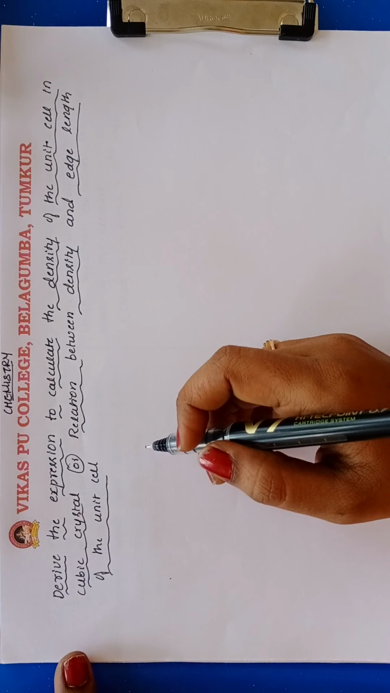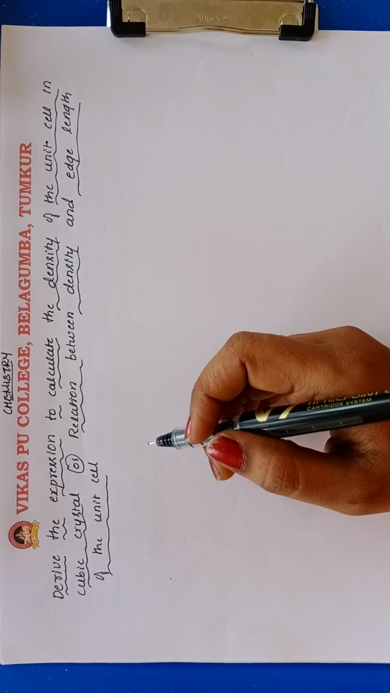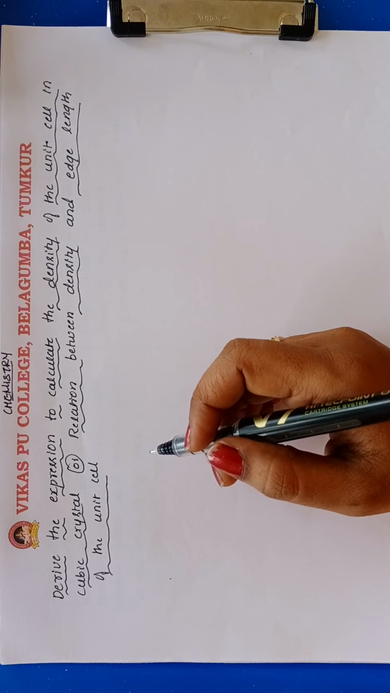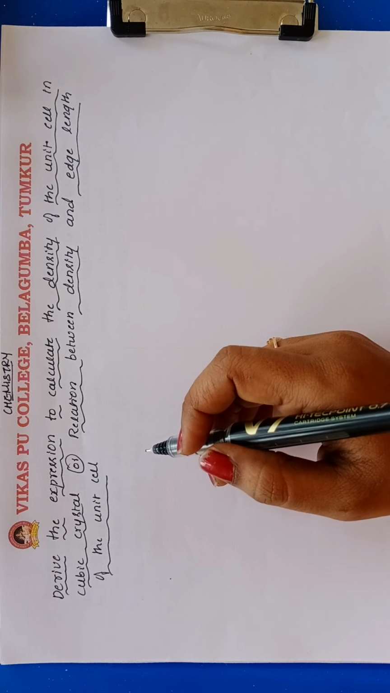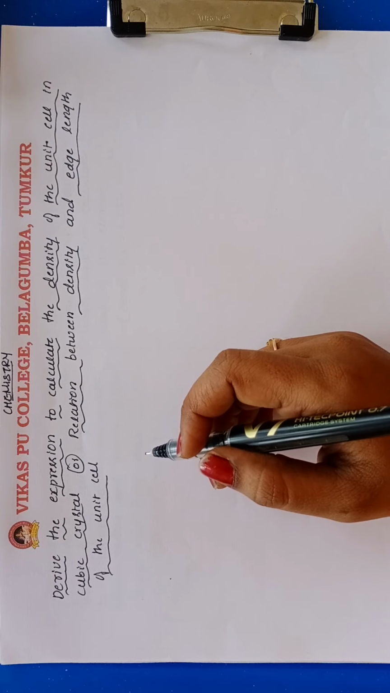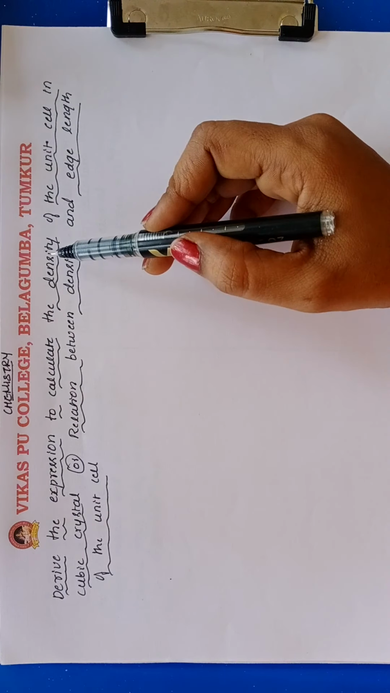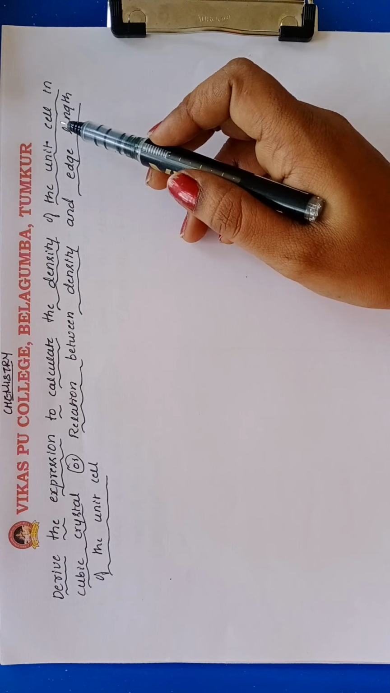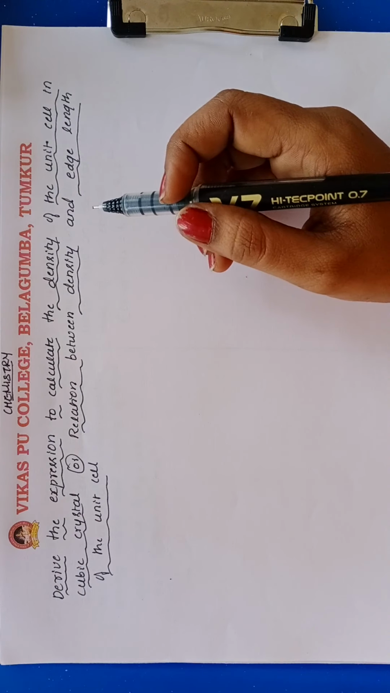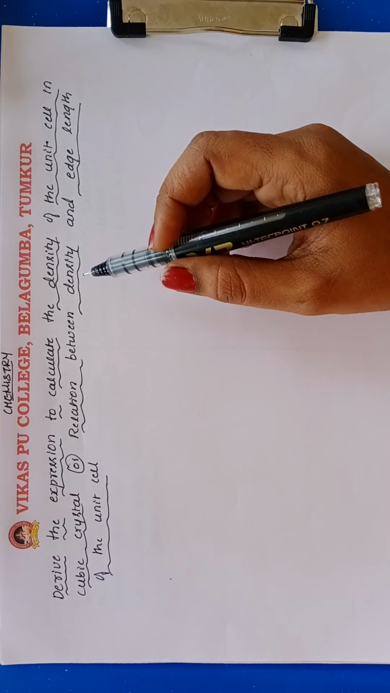In the previous class we discussed how to calculate the packing efficiency in the FCC and BCC. In this class we are going to derive the expression to calculate the density of the unit cell in the cubic crystal.